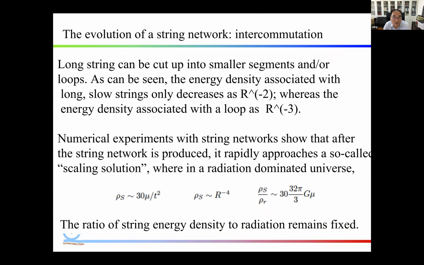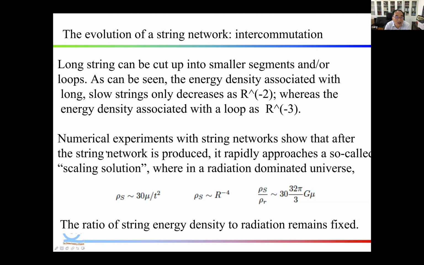The evolution of the string network, here the intercommutation plays a crucial role. Long strings can be cut up into smaller segments and/or loops. As can be seen, the energy density associated with long slow strings only decays as 1/t², as I mentioned in the previous slides, whereas the energy density associated with the loops decays like 1/t³. This is a behavior like matter or dust.